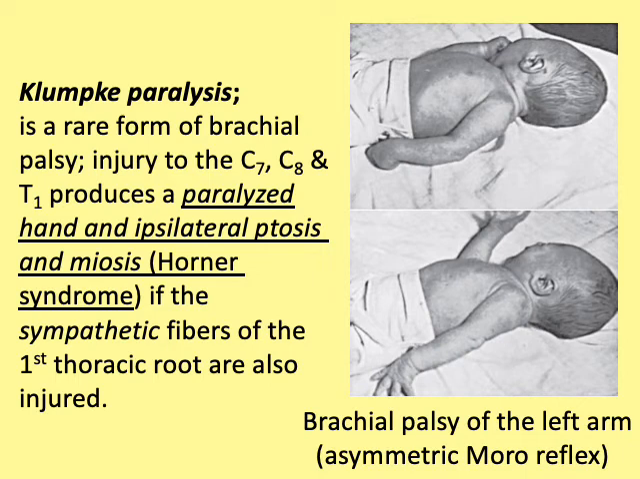which results in a paralyzed hand and ipsilateral ptosis and miosis, which is called Horner syndrome, if the sympathetic fibers of the first thoracic roots are affected. This is a photo of an infant with unilateral Moro reflex, which indicates a brachial palsy of the left hand. It is an asymmetric Moro reflex.